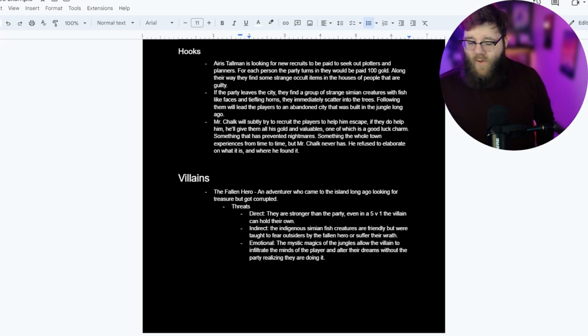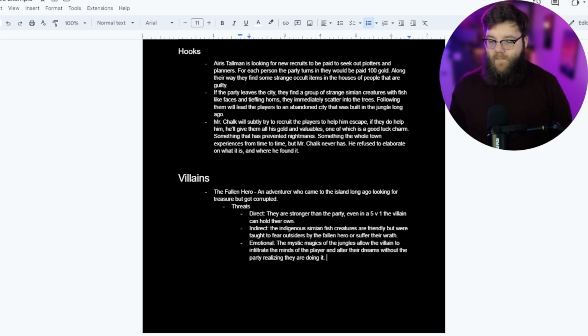Okay, so I've come up with my 3 threats here. I have one of each: direct, indirect, and emotional. Direct, they are stronger than the party for sure. Even in a 5v1 versus a group of level 4 adventurers, the fallen hero can still come out on top.